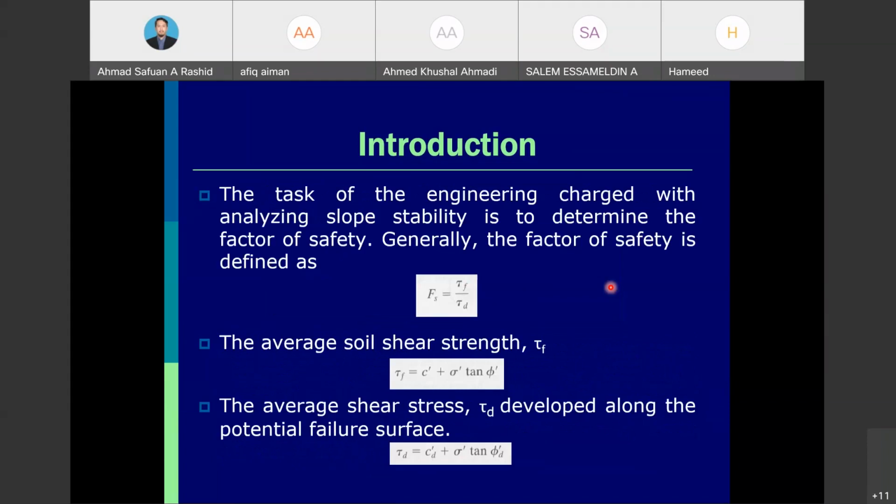The task of the engineer charged with analyzing slope stability is to determine the factor of safety. Generally, the factor of safety is defined as FS equal to τF over τD, where τF is the average shear strength, while τD is the average shear stress developed along the potential failure surface.